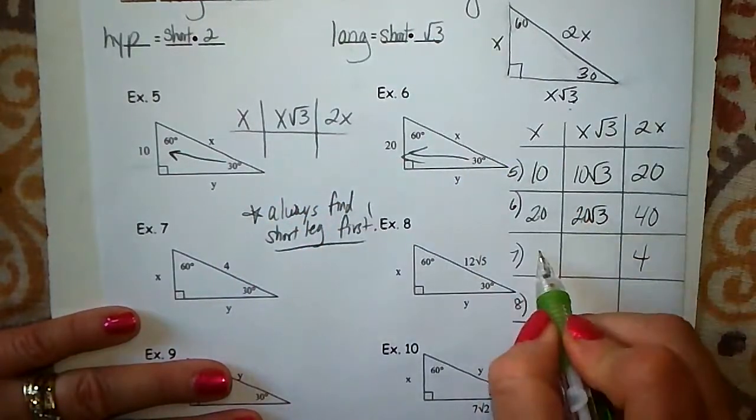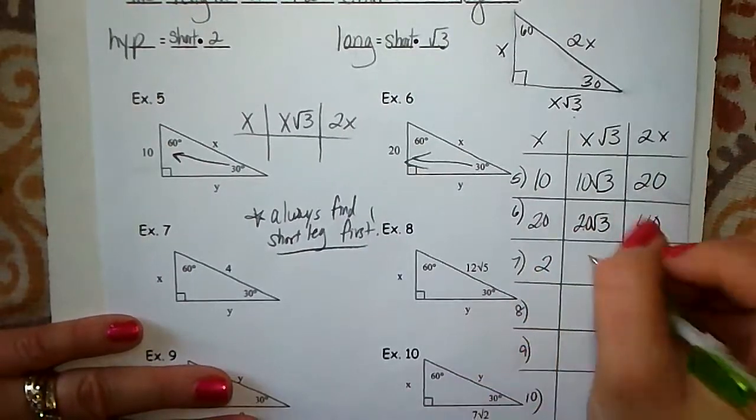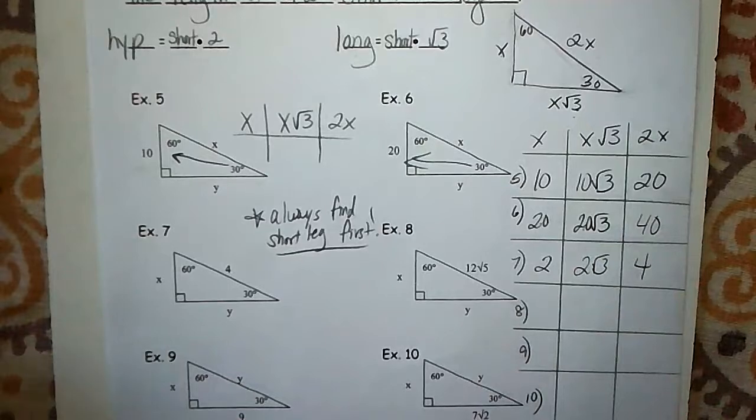Okay, so in this case, we're going to find that. We're going to cut that in half. We're going to divide by that number. So that's 2. And then we can multiply it by root 3 for the long leg there. So the next one, we look at example 8.